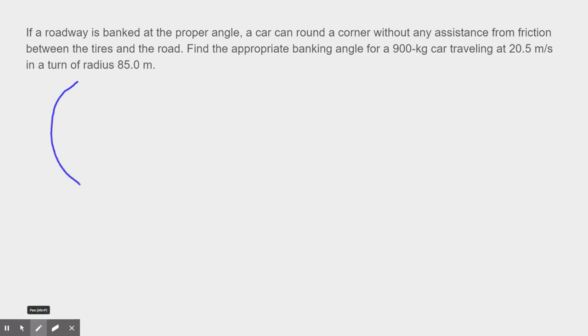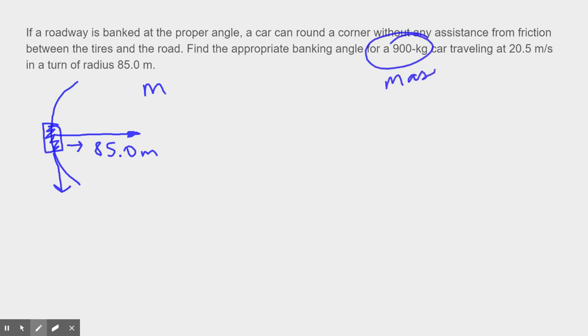There's my curve. Here's my radius, which will be 85 meters. There's my car. So my car is going to have a force going that way. It's going to have a force going in the direction it's moving. We know mass. We know mass. And we know our velocity.